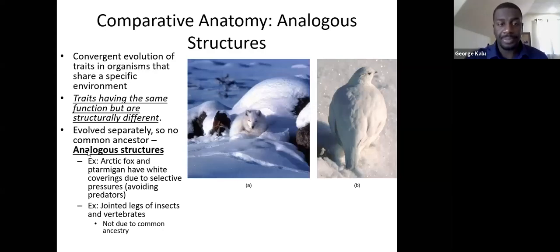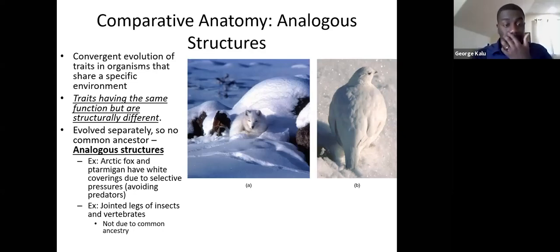For example, here we've got an Arctic fox and a ptarmigan bird. Both are going to have white coverings. The fox is going to have white fur, the ptarmigan bird is going to have white feathers. So it's a similar color of covering. The function is the same, to help it blend into the snow. But structurally they're different. One is made of fur, the other is made of feathers. They're not built the same, but they serve the same purpose.